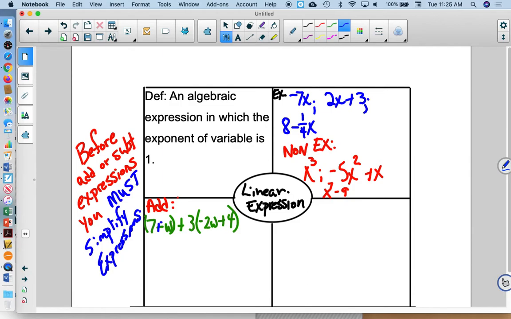Use distributive property. Do I need to use the distributive property in either one of those expressions? Yes. Okay? So I'm just going to keep my 7 plus negative W. It's already in simplest form. Do you agree? But now I need to do the distributive property. What is 3 times negative 2W? Negative 6W. What is 3 times 4? 12.